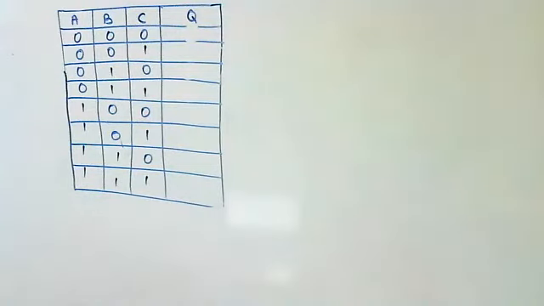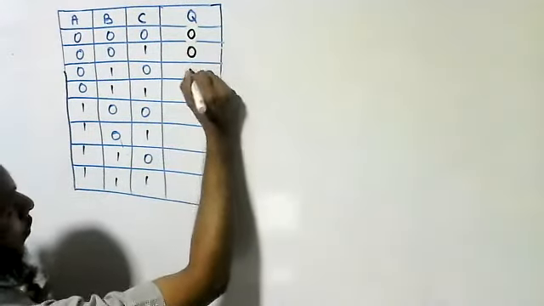Right. We'll have a truth table like this, 3 input, and I'm going to give the output like this: 0, 0, 1, 0, 1, 1, 1, 1.